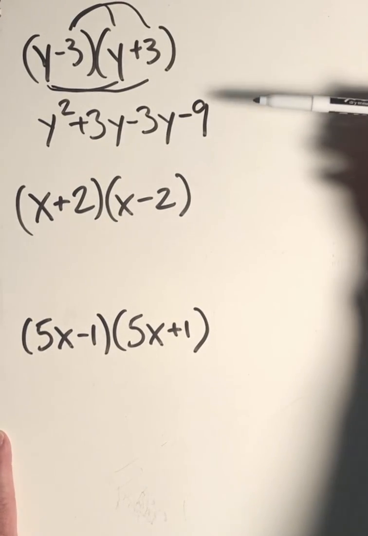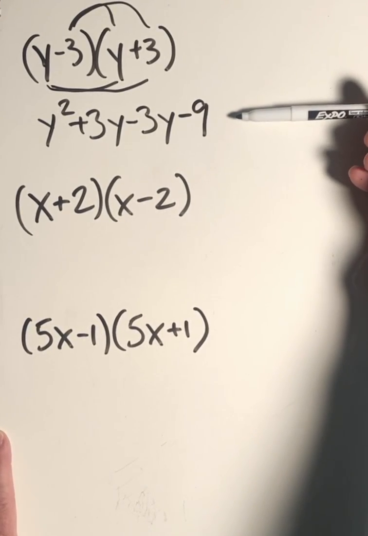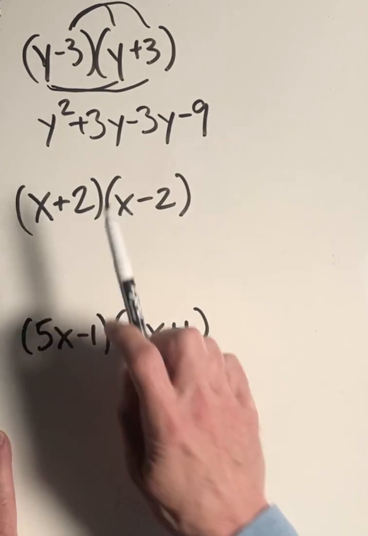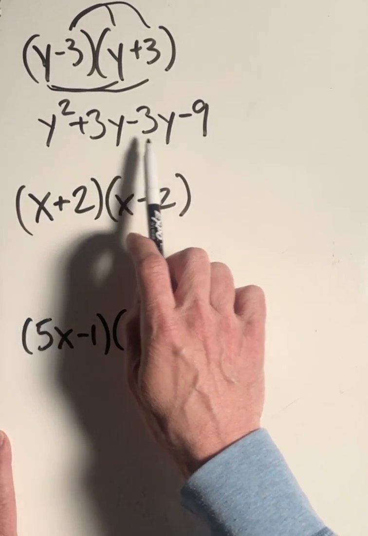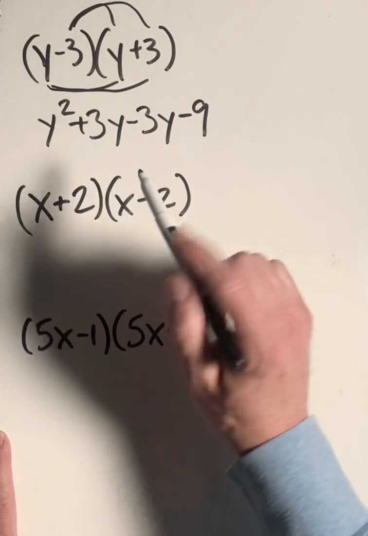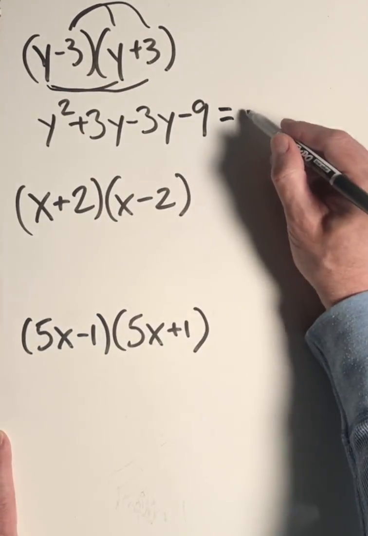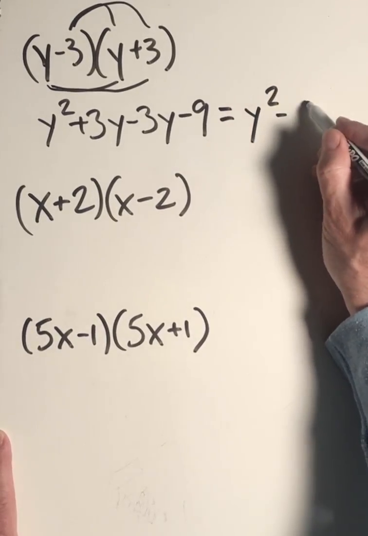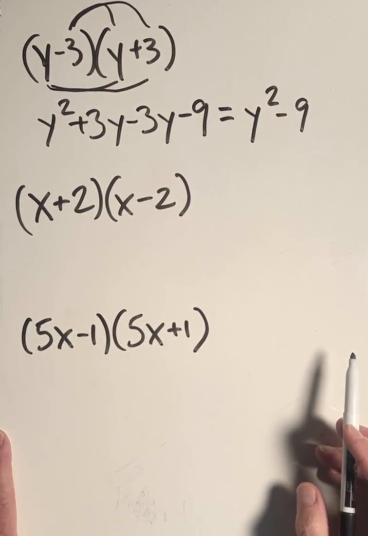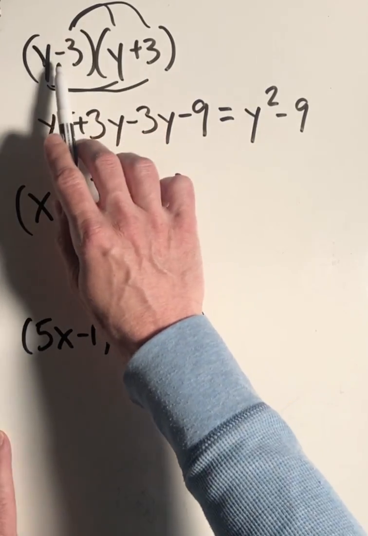What do you notice about the middle terms in this polynomial? Positive 3y and negative 3y combine to make 0. So we can re-express this multiplication really as y squared minus 9. This is known as a sum and difference pattern.